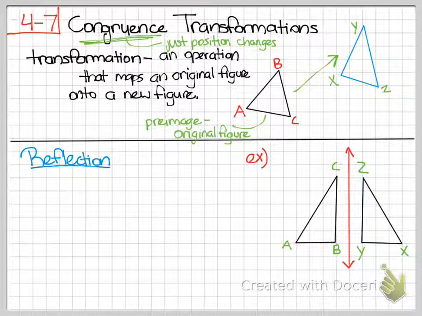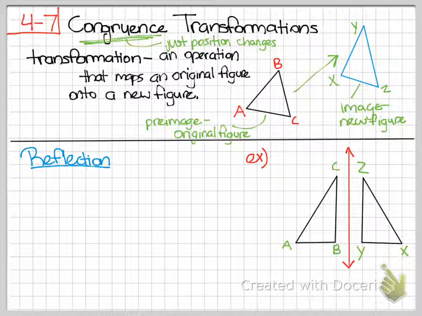So the pre-image is the original figure. The image is the new figure in a transformation. So there are 3 different types of transformations we're going to be looking at tonight. The first one is called a reflection.